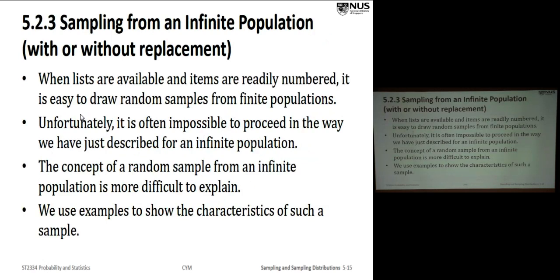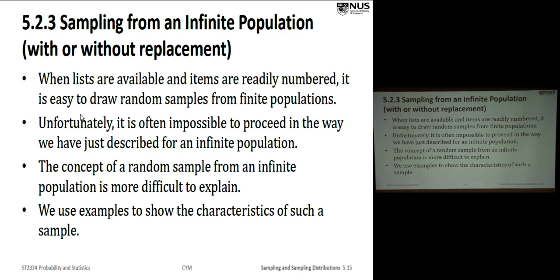Okay. Now let's think about the case of, so this is leading somewhere, so don't think that I'm just telling you nonsense. We're going to use this for something. If you want to sample now from an infinite population, when you have a list available and items are readily numbered, it's easy to draw random numbers from finite populations. But in the case when you have an infinite population, it's basically impossible in some sense, right? I mean, for example, you want to have representations of the depth of a lake.